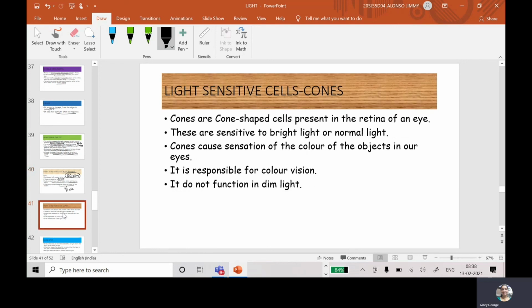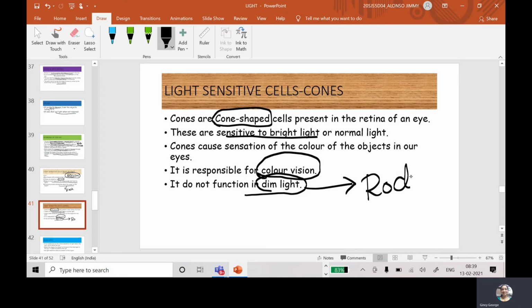The next one is cones. The shape of the cell is why this is called cones. This is sensitive to bright light. So whenever bright light or daylight is there, your light sensitive cells called cones are active. This is giving colored vision. So color vision is possible because of these light sensitive cells called cones, and they do not function in dim light. In dim light, which sensitive cells are active? Rods. Dim means rods, bright means cones are active.